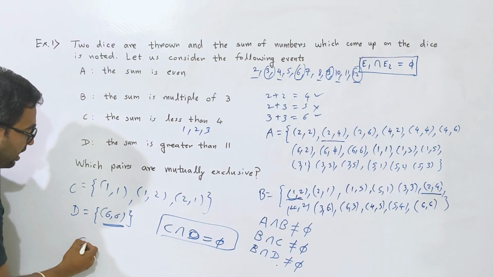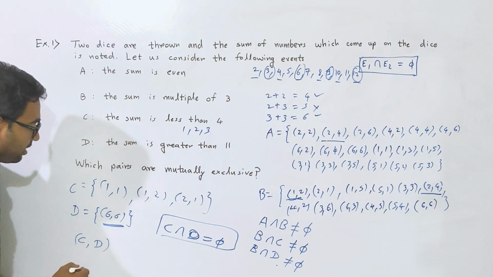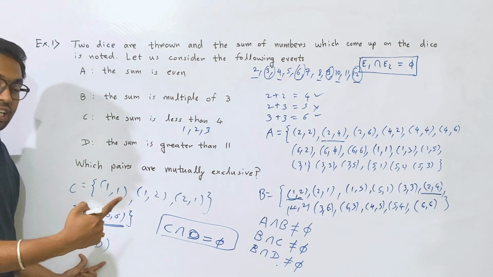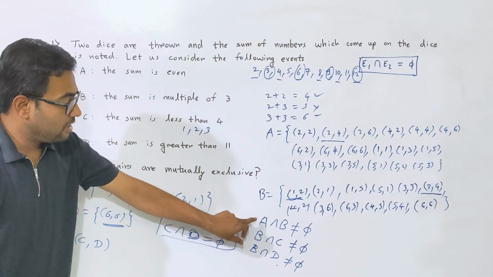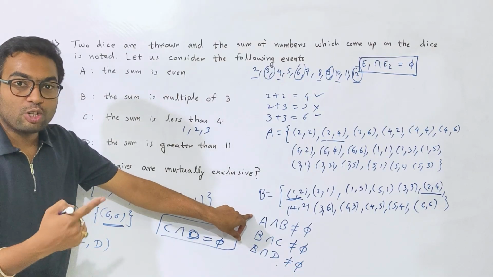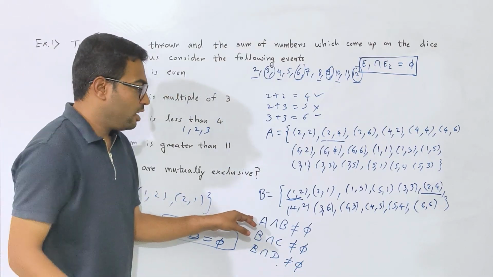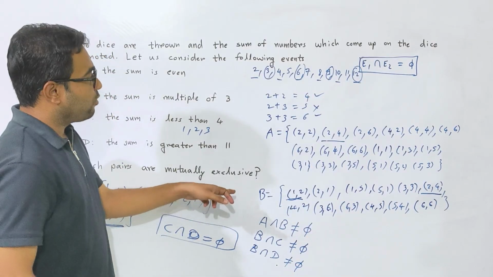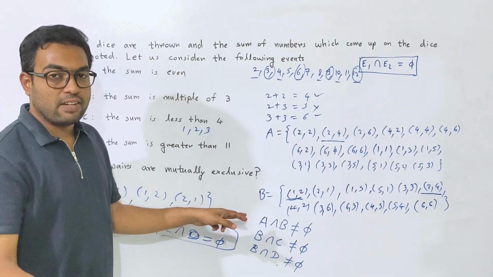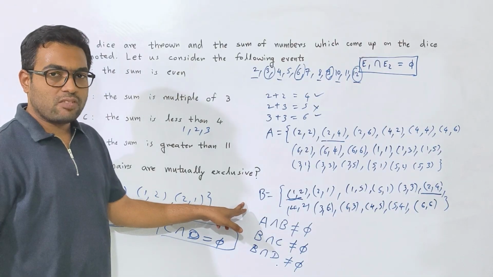So we have seen that only this pair CD is mutually exclusive. For the other pairs we have considered, none are mutually exclusive. Now, one more definition we saw in the last video was for exhaustive events.